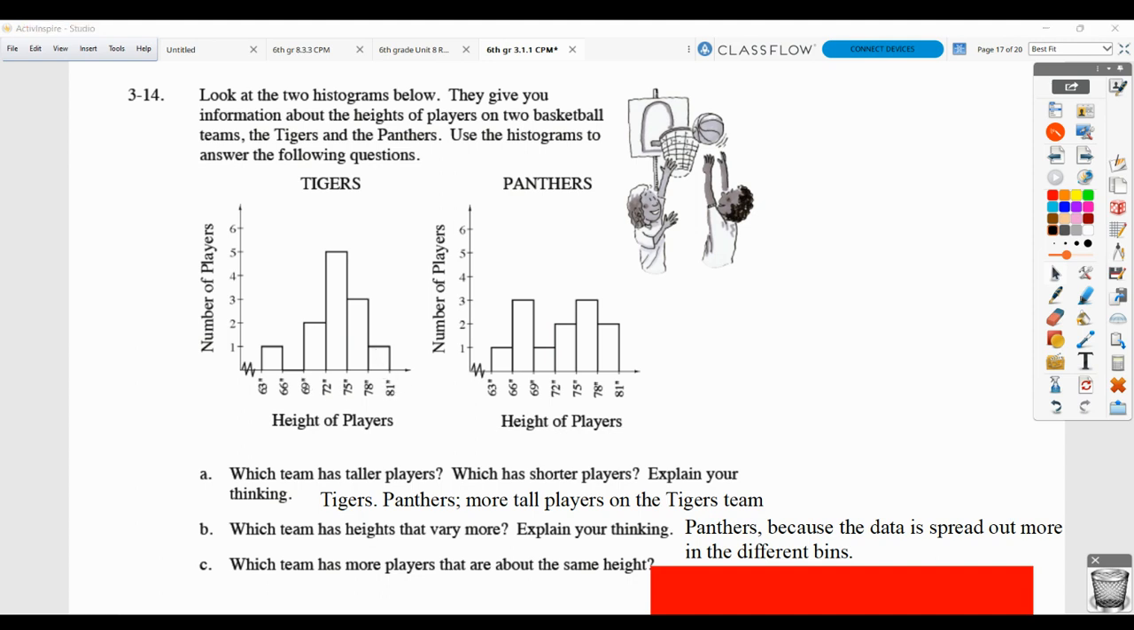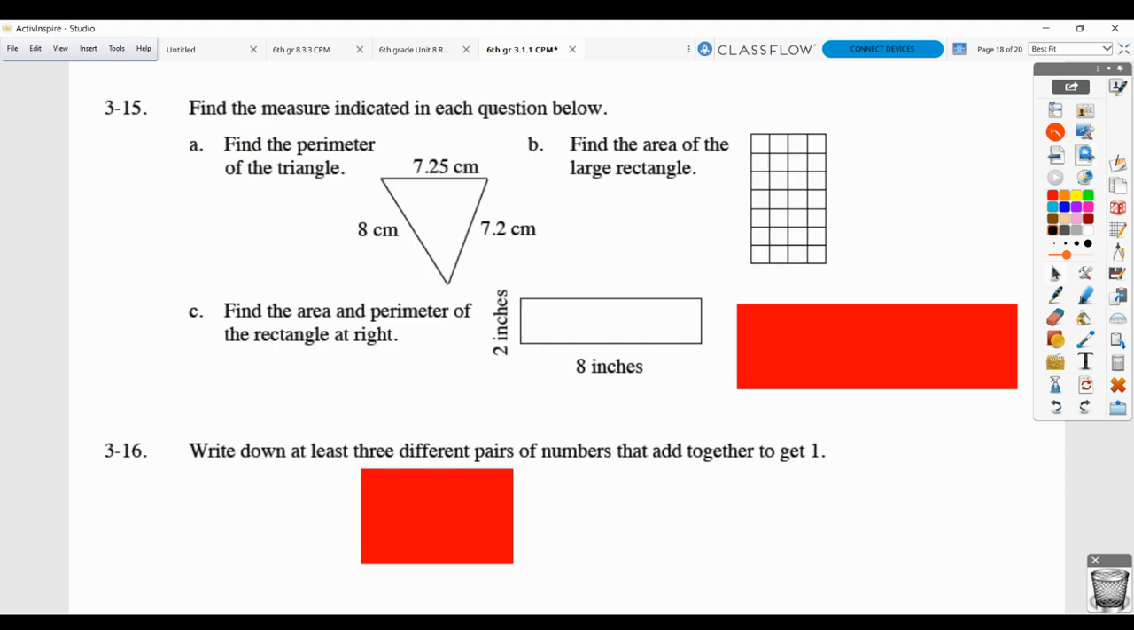And then which team has more players at about the same height? Again, the Tigers, because it has the bin that has the highest count, and so they are all approximately the same height as each other in that bin right there. Again, make sure you explain that.